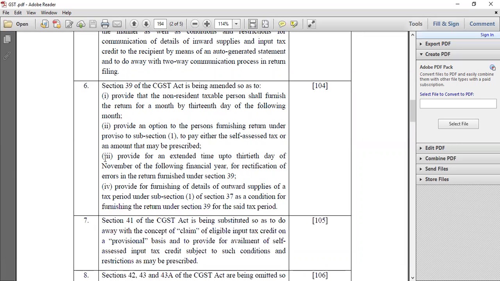Then comes extension of time limit for rectification of errors in the return for a particular financial year. If any errors are committed in GSTR 3B for a particular financial year, for example 2020-21, then the last date of rectification of the error is 30th day of November 2021. Within 30th November 2021, the errors shall be rectified.